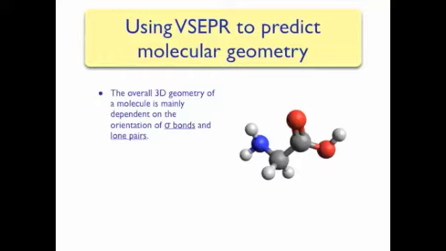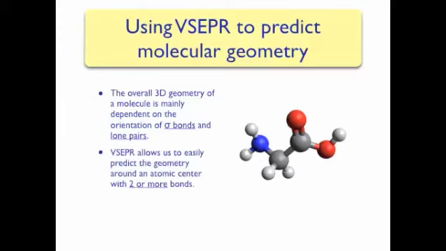The overall geometry of a molecule mainly depends on the orientation of the sigma bonds and lone pairs around each atom that is bonded to two or more atoms. We can use VSEPR theory, the valence shell electron pair repulsion theory, to easily predict the geometry around any atomic center that has two or more bonds. Recall that VSEPR theory tells us that electron pairs will occupy positions that minimize their repulsion.